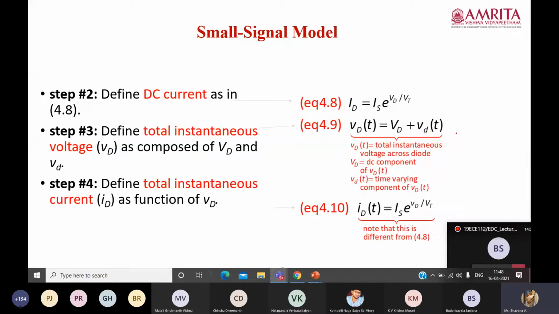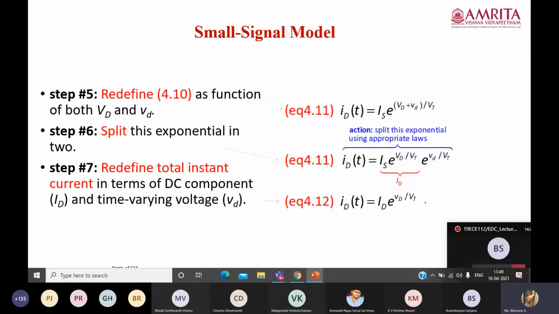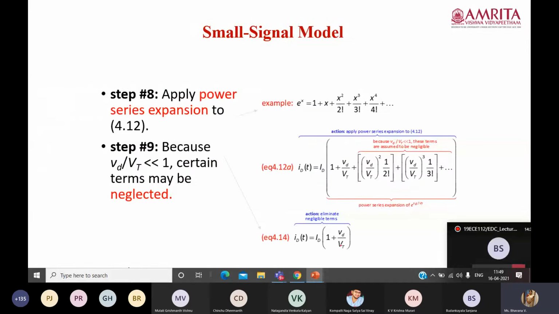That exponential term, what you will do, will expand the series, the exponential series, and take only the first two terms. That is the approximation we will take. That is the first two terms, so you will get only 1 plus vd of t by NVT. Am I right? Yes, ma'am. So we'll get the first two terms: ID into 1 plus vd of t by NVT.